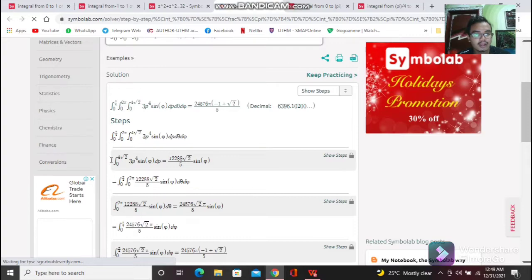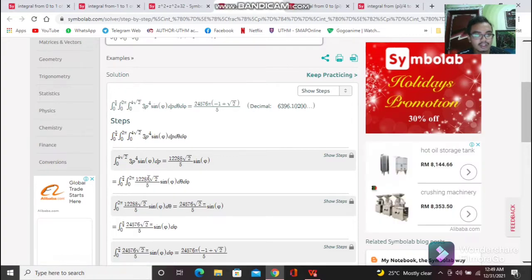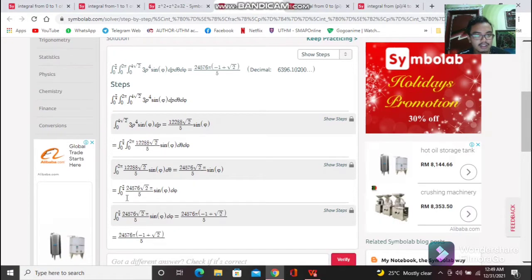And then we will get, like always, solve the first integral, and then second integral, and then third integral, and then we will get the answer is 24,576 pi in bracket -1 plus square root 2 close bracket, and then per 5. So this answer is same with my manual calculation.